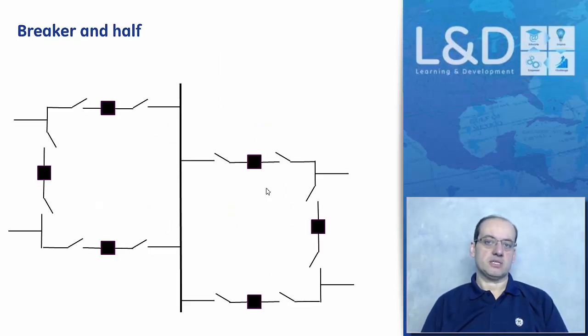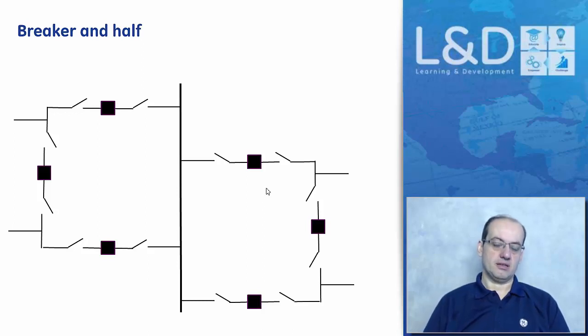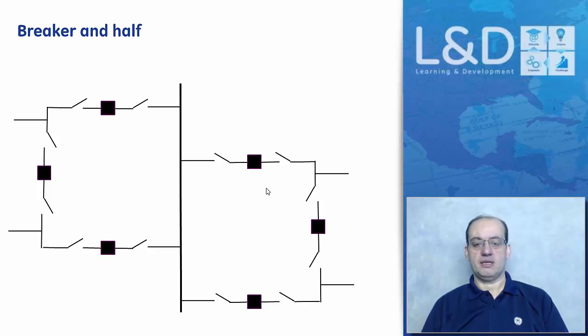The final layout that I will discuss with you is the breaker and a half. The breaker and a half, as you can see, you've got three breakers for every two incomers and three breakers for every two outgoings. And the idea is that you can use two breakers for every incomer, or one breaker and another breaker that is used by both. So it's as if you're splitting that extra third breaker in half. So that's where the name comes from, the breaker and a half. It does, again, use less components than the double bus double breaker, and you can use this in a single bus or in a double bus if required.